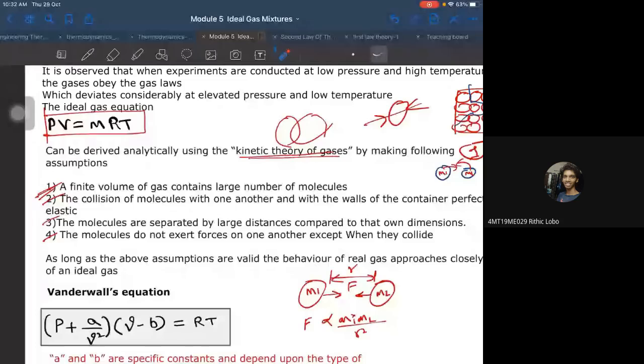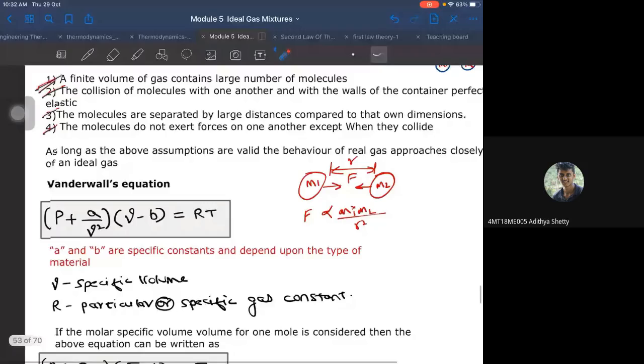Okay. So any doubts in these assumptions? All the four assumptions? No, sir. Okay. So we shall move further.